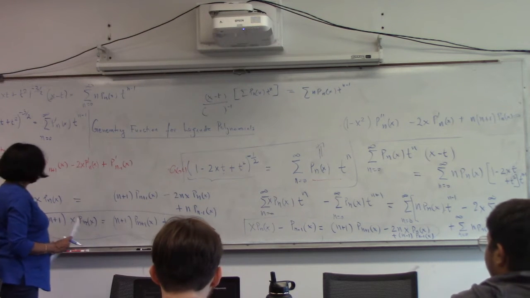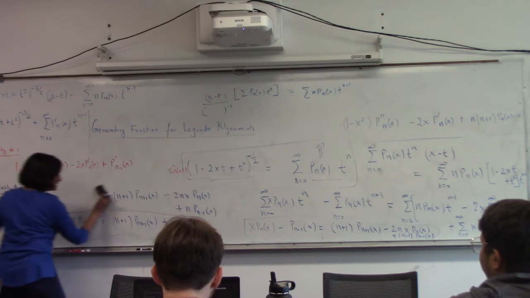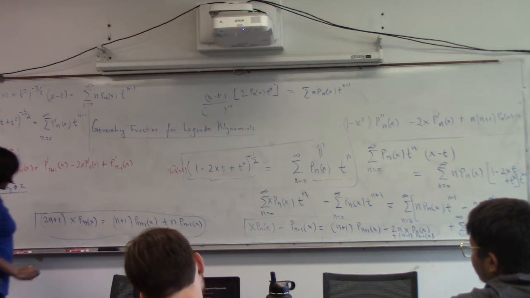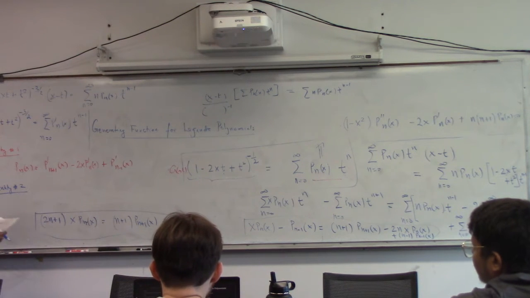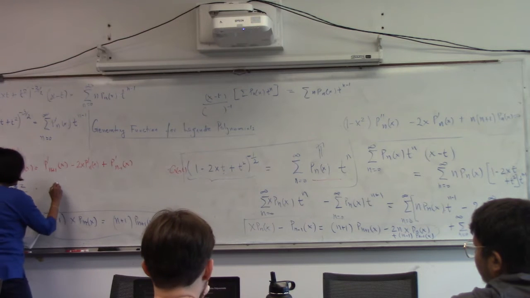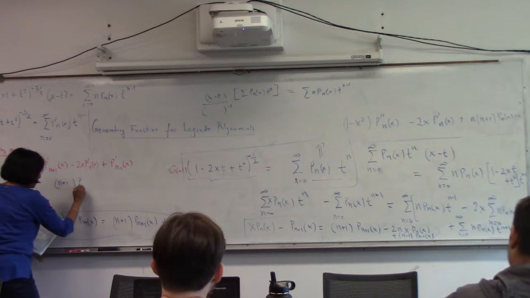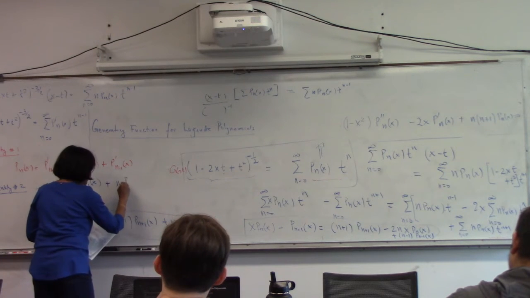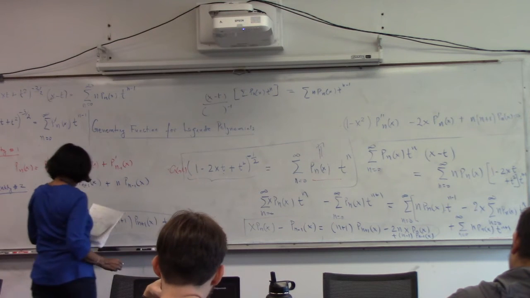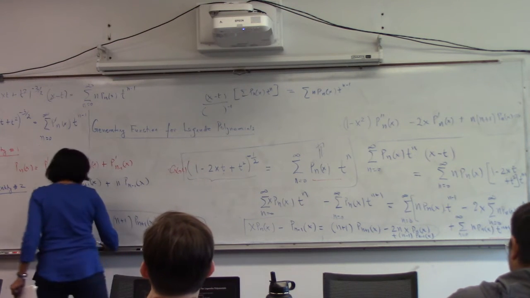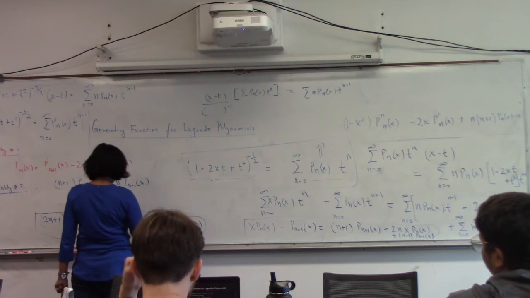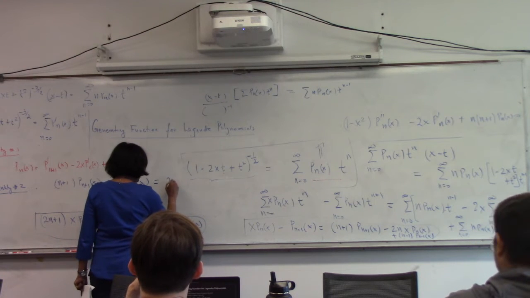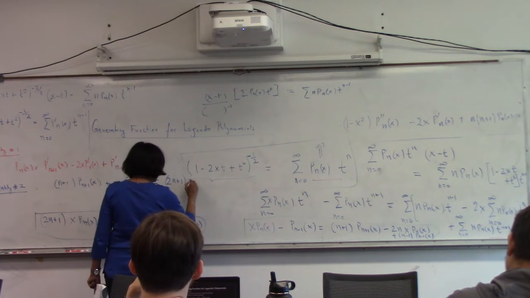Is this clear? Is it correct? Okay. So what is the usefulness of this identity? I'm going to erase this and write this clearly. So what I have is identity 2: (n plus 1) P_{n+1}(x) plus n times P_{n-1}(x) is equal to (2n plus 1) x P_n(x).